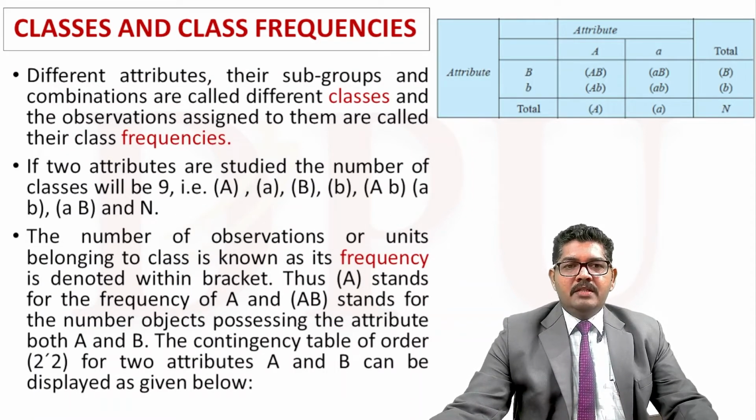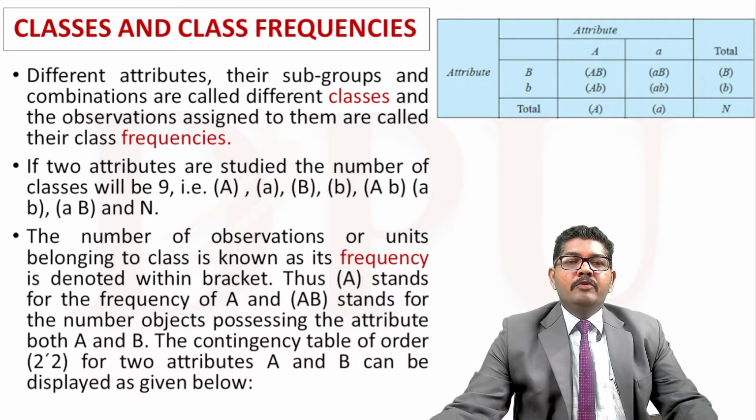Classes and class frequencies. Different attributes, their subgroups and combinations are called different classes, and the observations which fall in these particular classes are called class frequencies. So subgroups and combinations of these subgroups are called classes, and the number of observations which fall in these classes are called class frequencies.